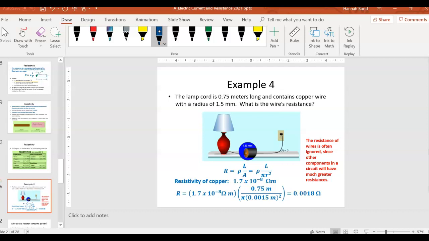And that's an example of why the resistance of wires in a circuit is often ignored, because the resistance of other components, like for example the light bulb, is going to be so much greater in comparison. Let's go work a couple of examples.